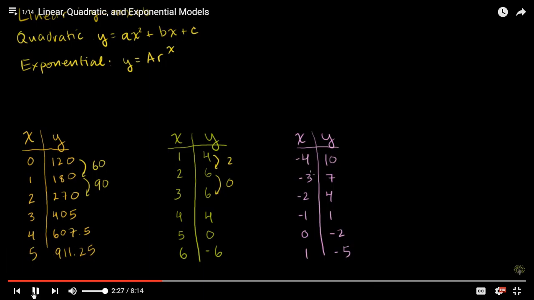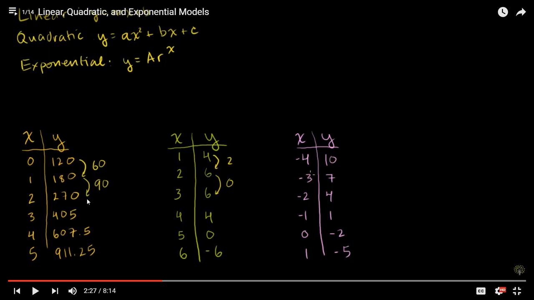Now let's look over here. Do you understand what he's saying? When you subtract 180 from 120, you get 60. When you subtract 270 from 180, you get 90. So in order for this to be a linear equation, these numbers have to be the same, and they have to be the same all the way down. It's called the first difference, meaning you're subtracting and it's the first time you're doing it. So the first difference has to be a constant. Doesn't matter what that constant is, as long as all of these are the same.